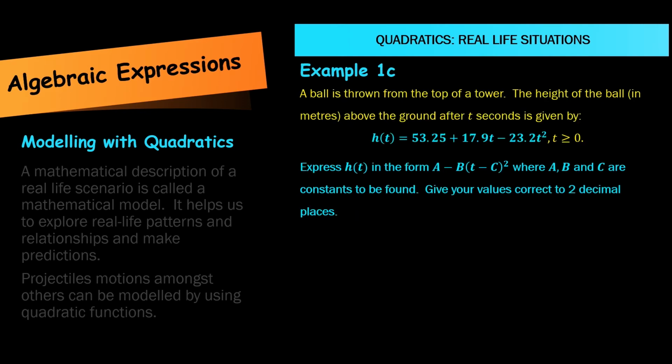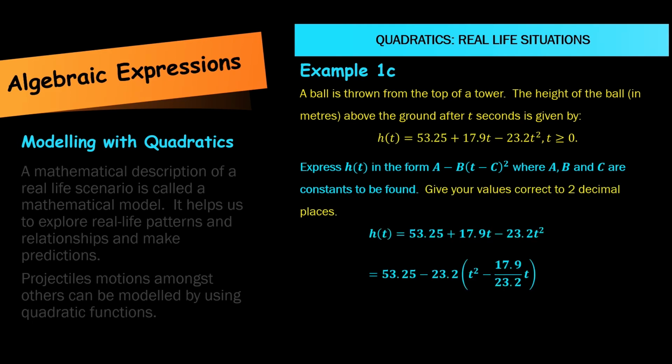Now consider example 1c. Express the equation h of t in the form a minus b times t minus c all squared, where a, b and c are constants to be found. Give your values correct to 2 decimal places. Now h of t can be rewritten as shown. So we've isolated the 53.25, minus, and then put 23.2 and the rest of the equation in brackets.